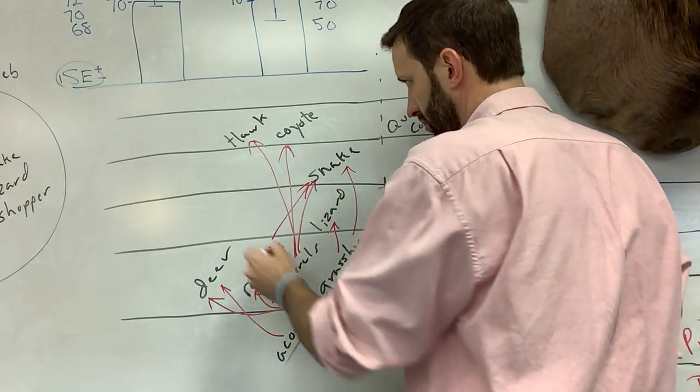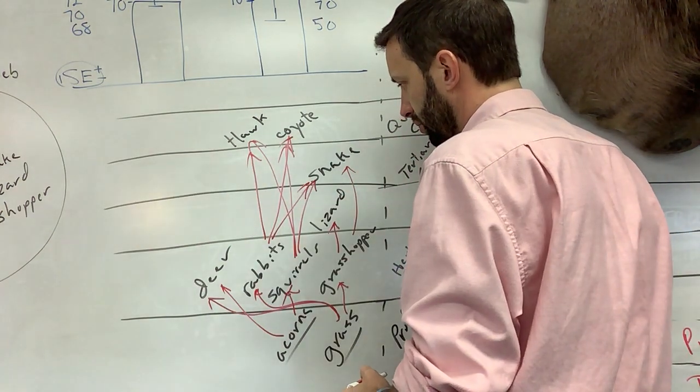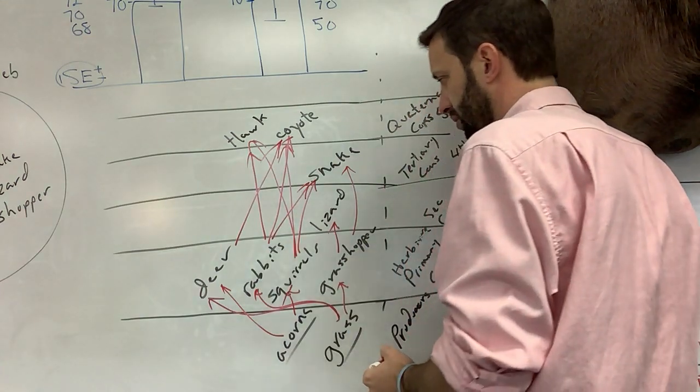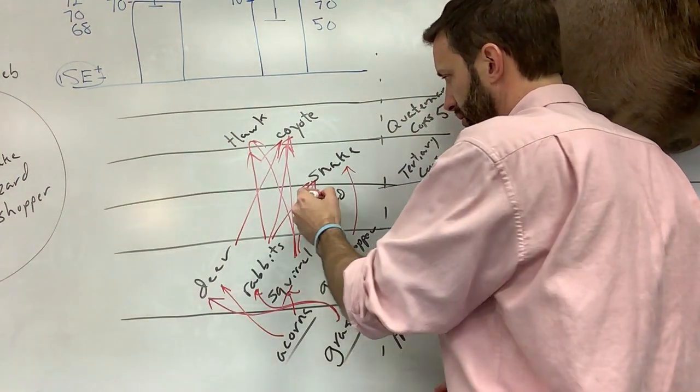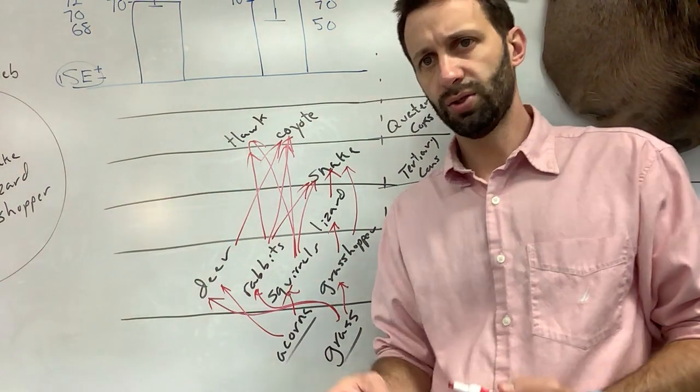Snakes. Coyotes. Hawks. What eats deer? Just coyotes. What eats lizards? Snakes, primarily. All right, so now what we have is a bunch of arrows.